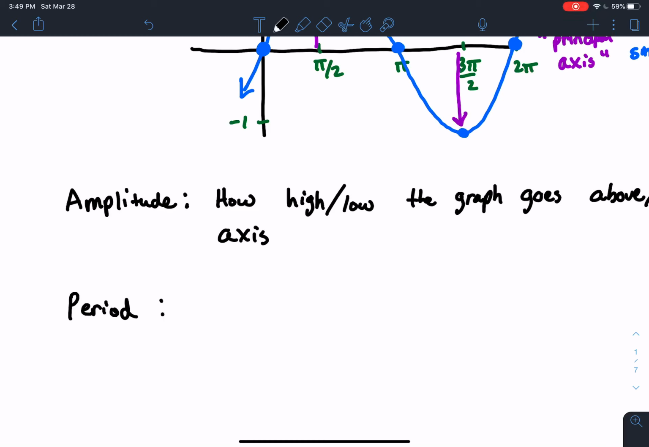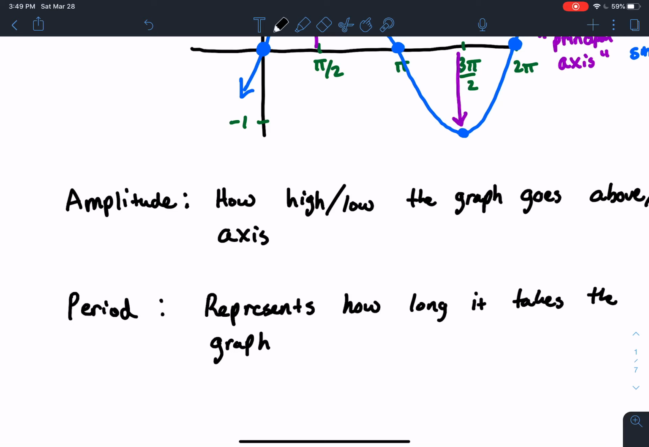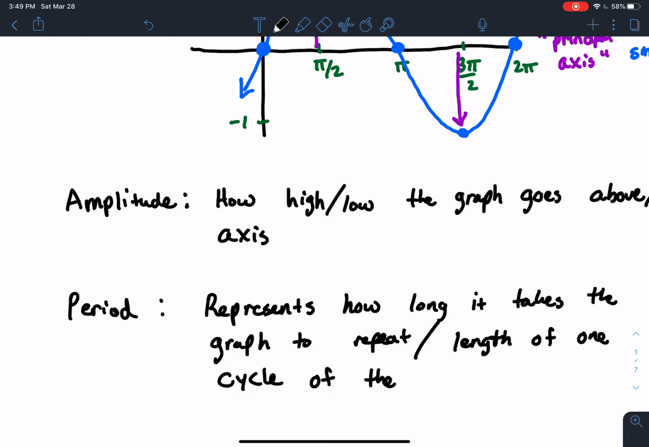Okay. Now, the period represents how long it takes the graph to repeat the cycle, okay? Or you can also say it's the length of one cycle of the graph.